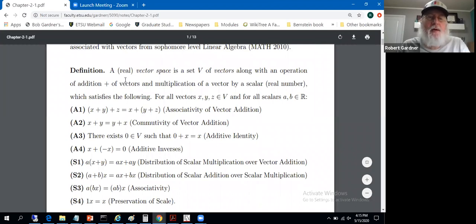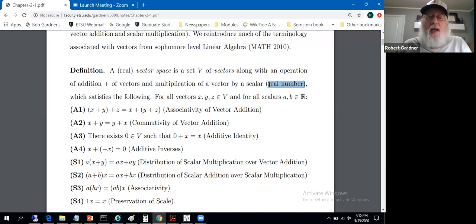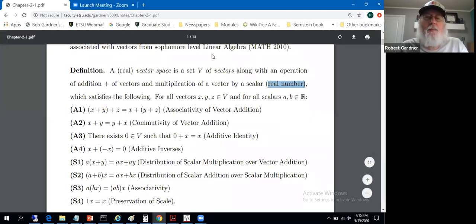Okay, a real vector space is a set V of vectors along with an operation of addition of vectors, represented the obvious way. We can add vectors together, and an operation of multiplication of a vector by a scalar, taking our scalars in here to be real numbers. And we require that this addition and scalar multiplication satisfy the following. Actually, this is a definition out of my sophomore level linear algebra notes.